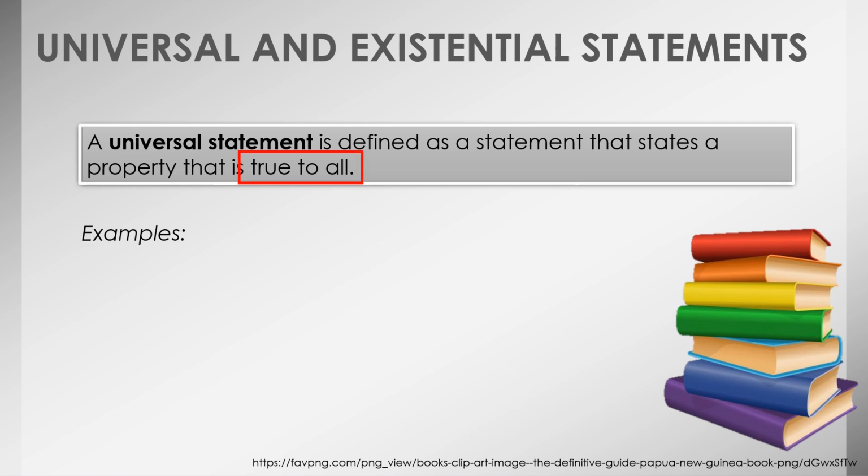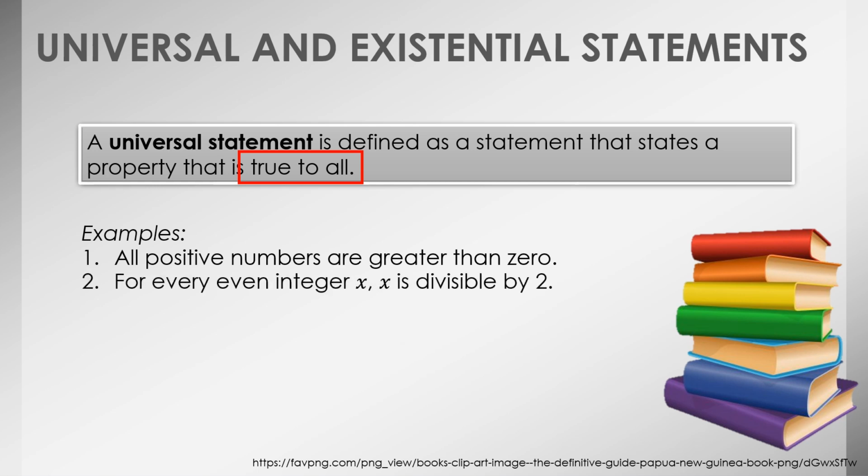For instance, all positive numbers are greater than 0. This is a universal statement since the property that a positive number is greater than 0 applies or is true to all positive numbers. We cannot find a positive number that is not greater than 0 or that is less than 0. Second, for every even integer x, x is divisible by 2.